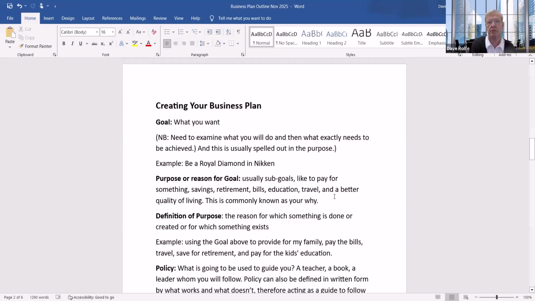Let's get into creating your business plan and setting your goal. So here's the first exercise. What's your goal? I don't care what you set it for. What's your goal? Write it down on a piece of paper.